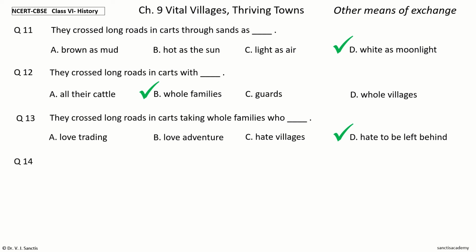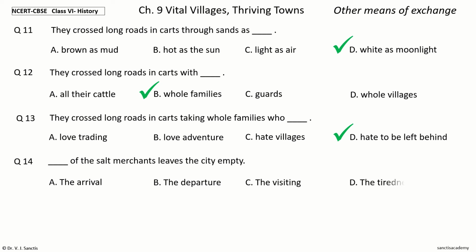Question 14. Dash of the salt merchants leave the city empty. The options are the arrival, the departure, the visiting, the tiredness. Your time to choose. And the answer is the departure. So, the departure of the salt merchants leaves the city empty.